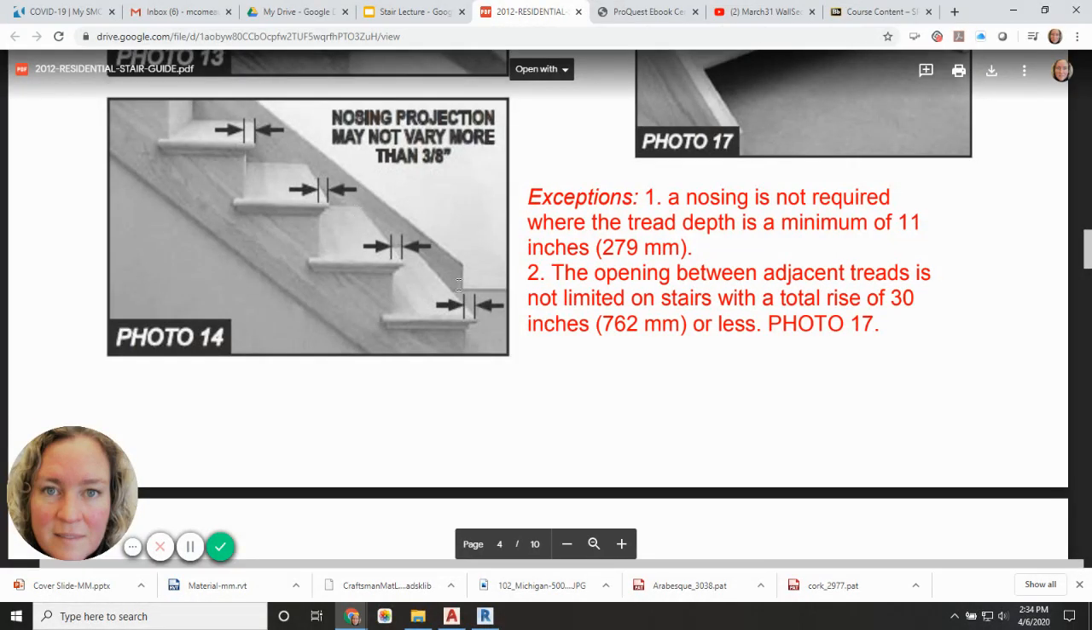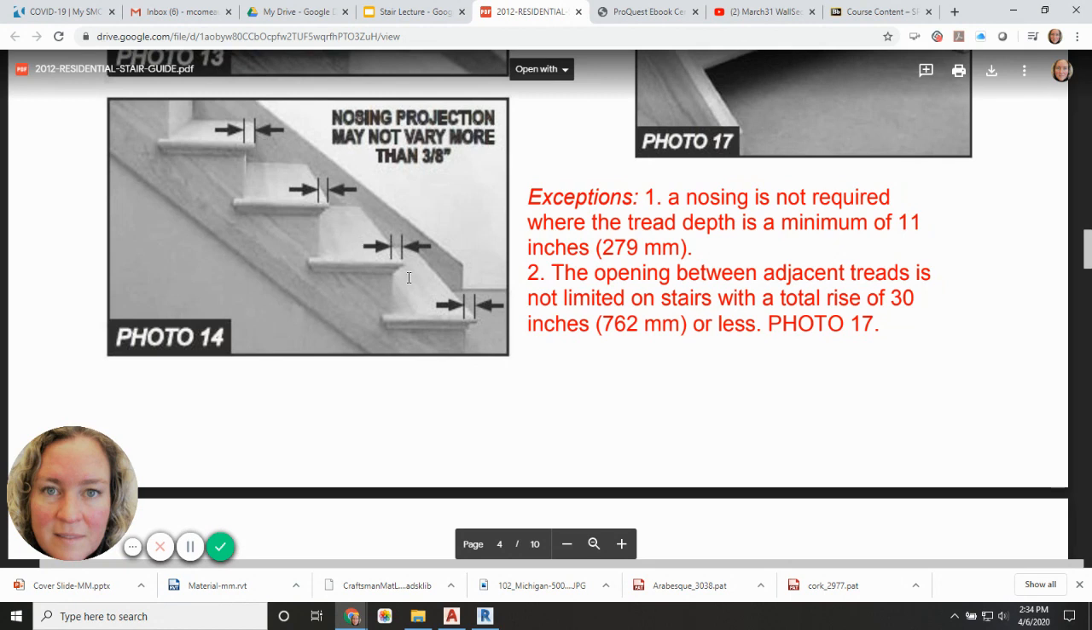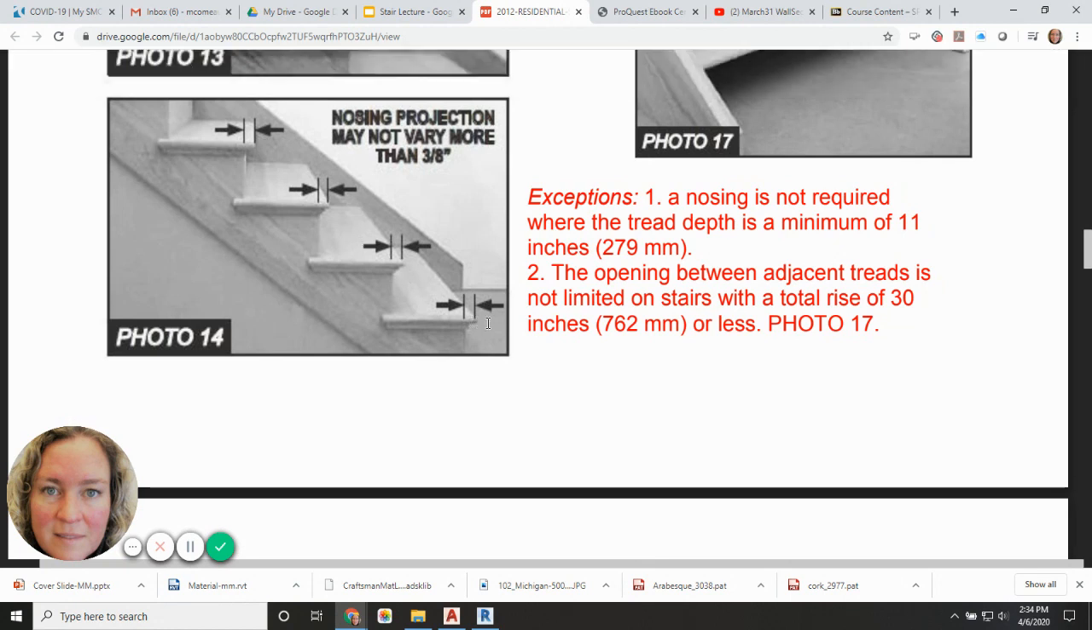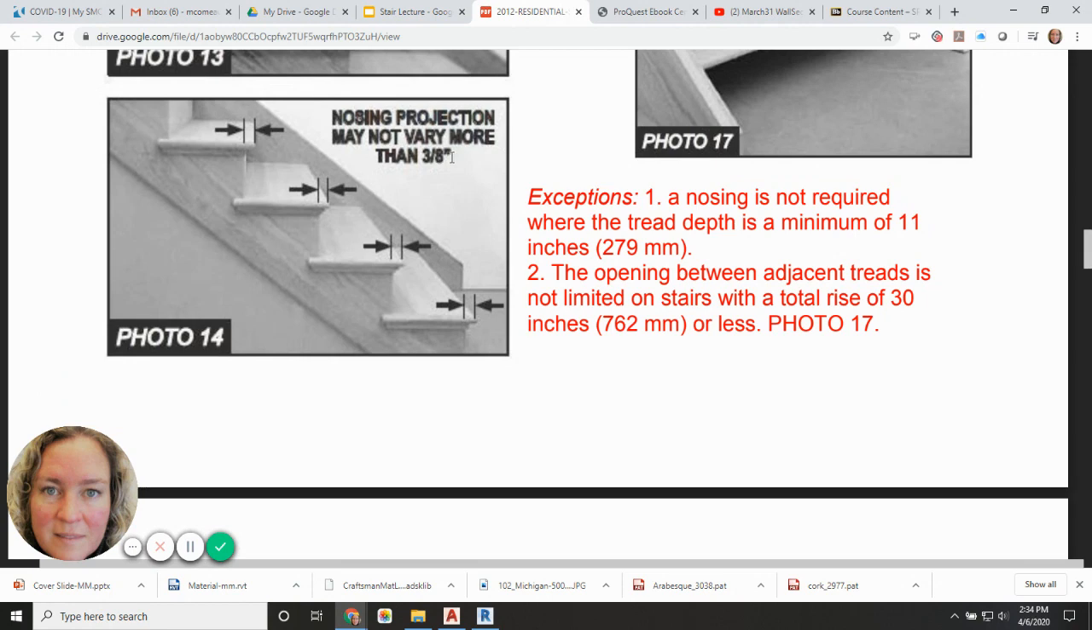And again, nosings have the size of half an inch minimum to up to 1 1/4 inch that it protrudes. But that protrusion that you have for each riser and each nosing, I should say, cannot be any different than 3/8 of an inch.